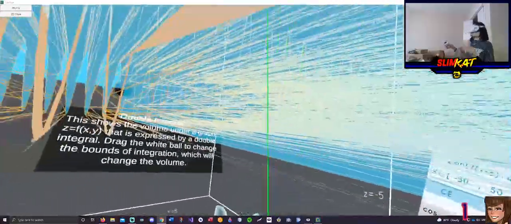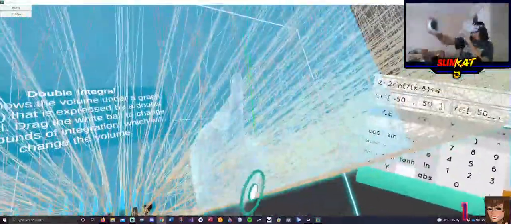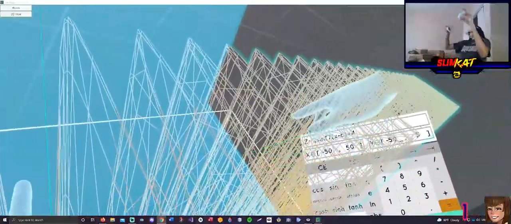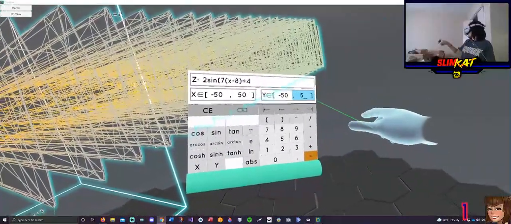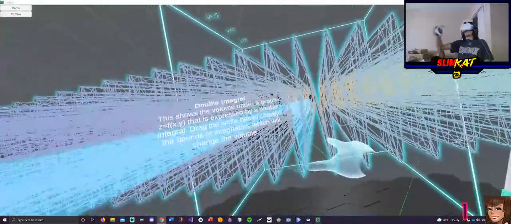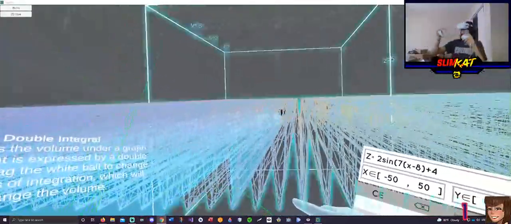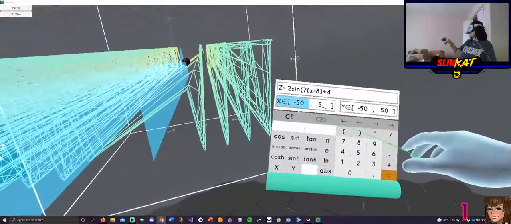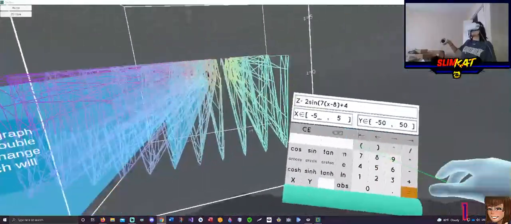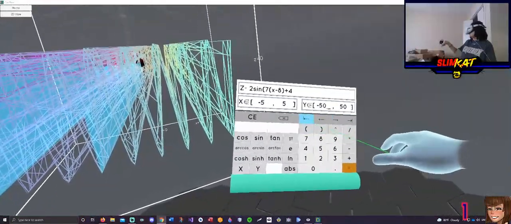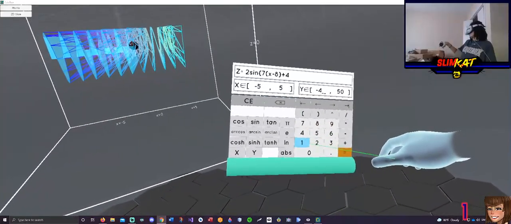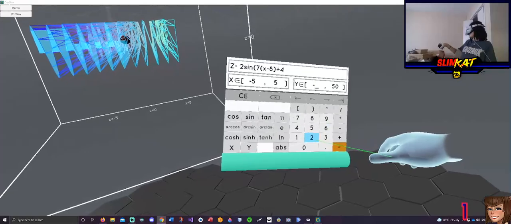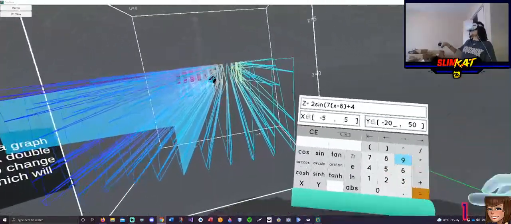Whoa. That is way too close. Okay, that's huge. Let's turn that down a little bit. Alright, and then for the y values, we're going to turn that down to maybe 10. Actually, 20 might be fine. Nope, that's too big.